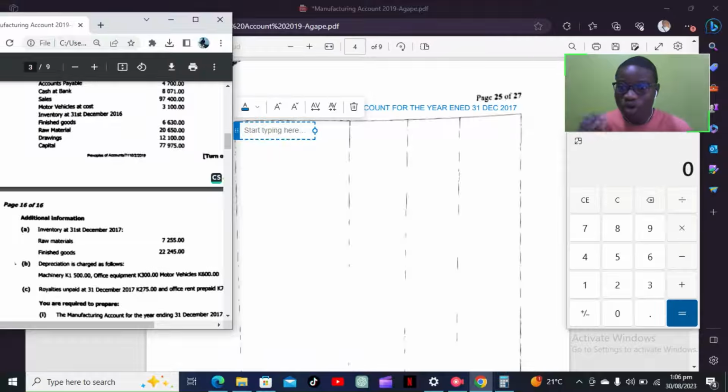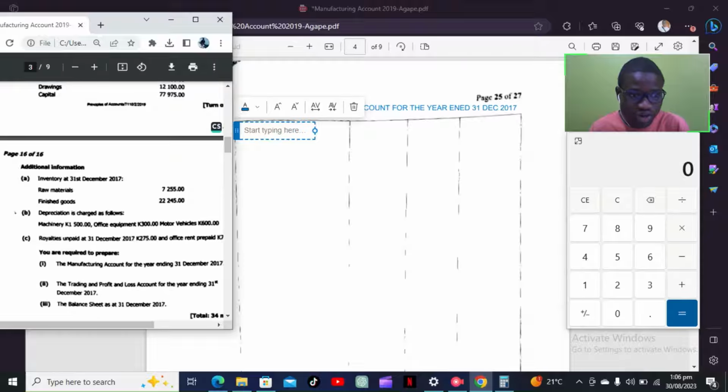Then additional information. Mostly, whenever you are tackling any question in section B, where you have to pick between one, you need to really pay attention to the adjustments, because the adjustments are what will determine if your account will balance or not. We're going to look at how you actually deal with these adjustments in our final accounts. So for adjustments, we have inventory. This is the closing stock, for raw materials and for finished goods.